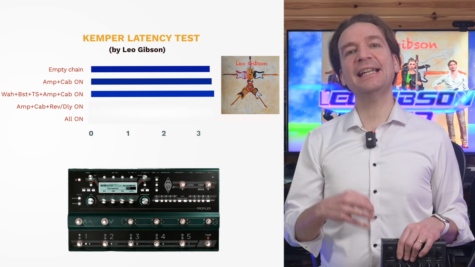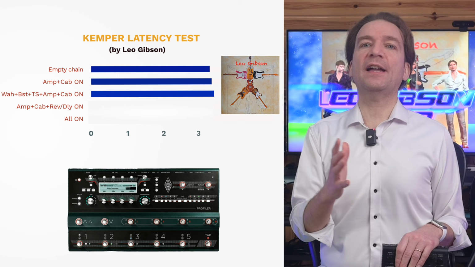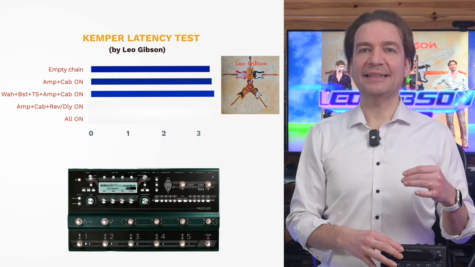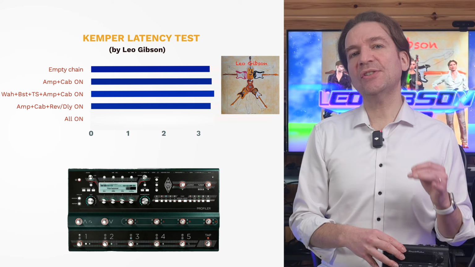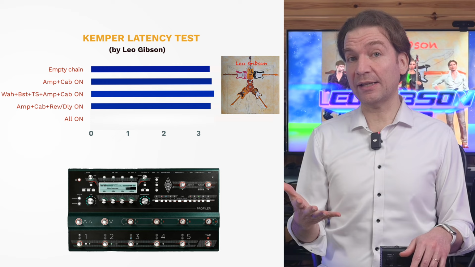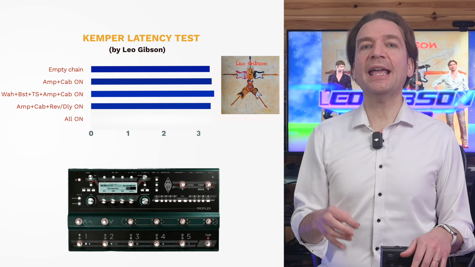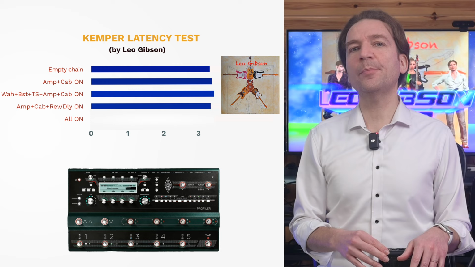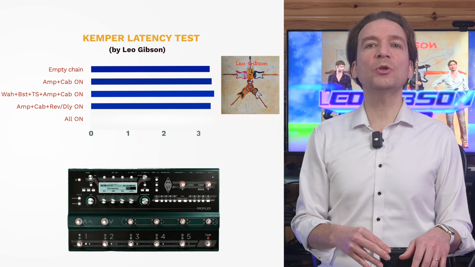Let's now talk about time effects, like a reverb and delay. Well, with an amp and a cab and a delay or a reverb or both together, basically the latency stays at around 3.1 milliseconds. And if we deactivate all the effect blocks, the latency does not change. And this is different from the Quad Cortex, where we have verified that even a not active block adds latency. Therefore, I would say that the Kemper is pretty well optimized and the latency stays at around 3.1-3.2 milliseconds.